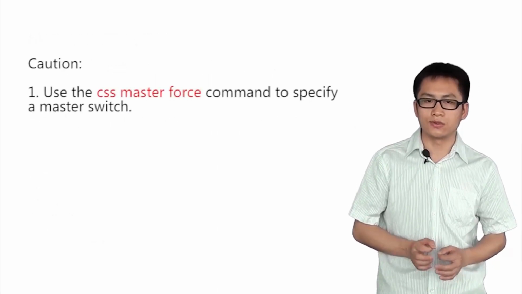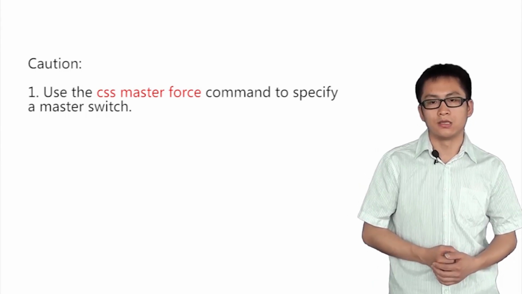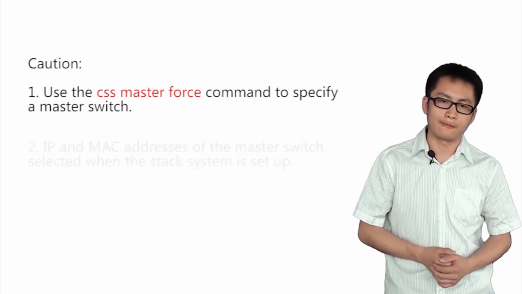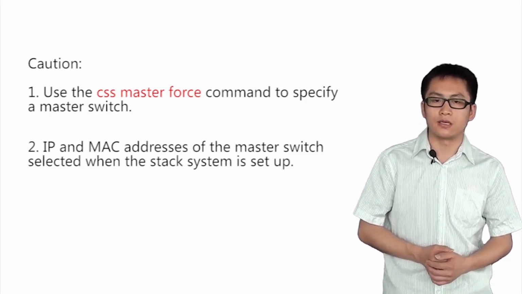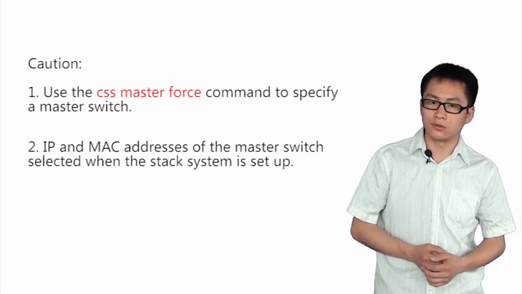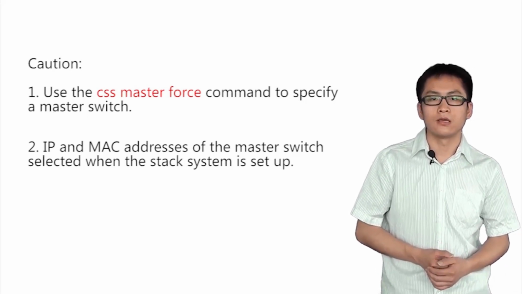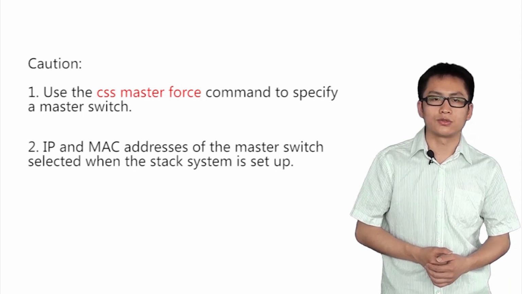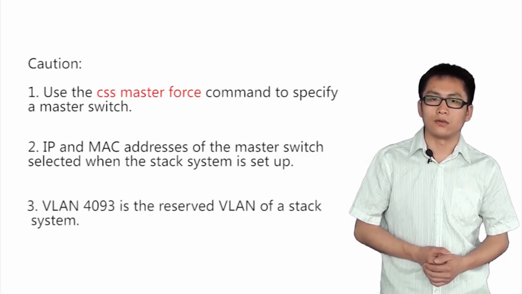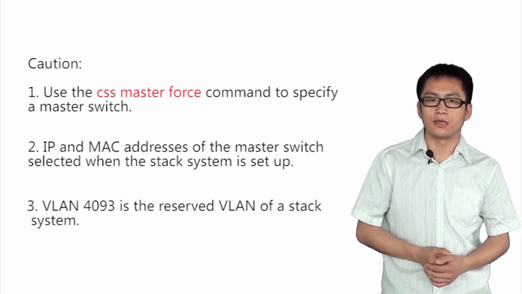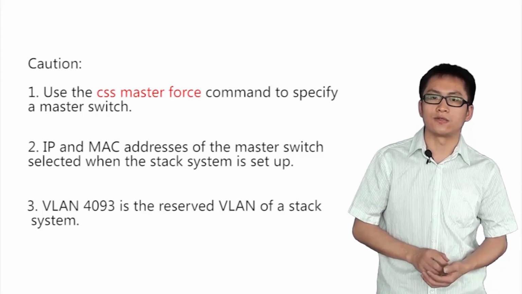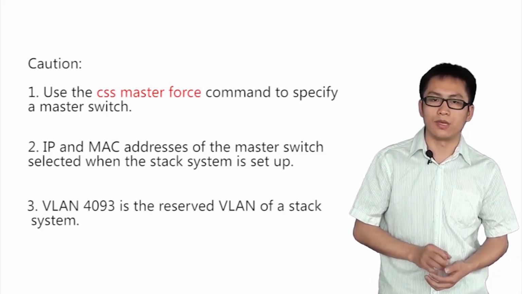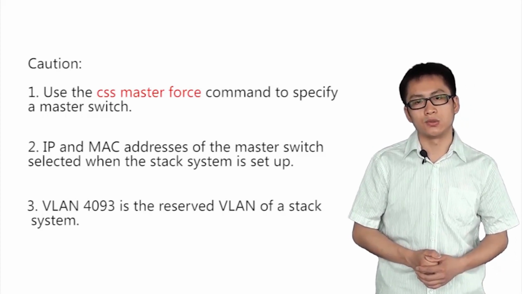In a stack system formed by chassis switches, you can use the CSS master force command to manually specify the master switch. A stack system uses the IP address and MAC address of the master switch elected when the stack is initially set up. In a stack formed by case-shaped switches, VLAN 4093 is the reserved VLAN by default. The reserved VLAN is used for exchange of stack protocol packets between member switches and cannot be used as a service VLAN.